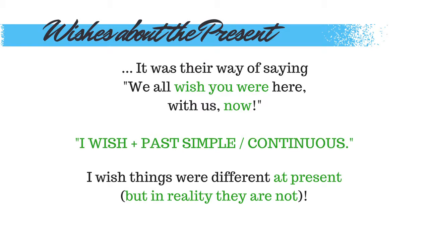On to the grammar bit now. Wishes about the present. While we go through the grammar, I'd like you to remember the title of the song, Wish You Were Here. We all wish you were here with us now. What does this tell you? It tells you that if you want to make a wish about the present, you must use I wish plus past tense, either past simple or past continuous.